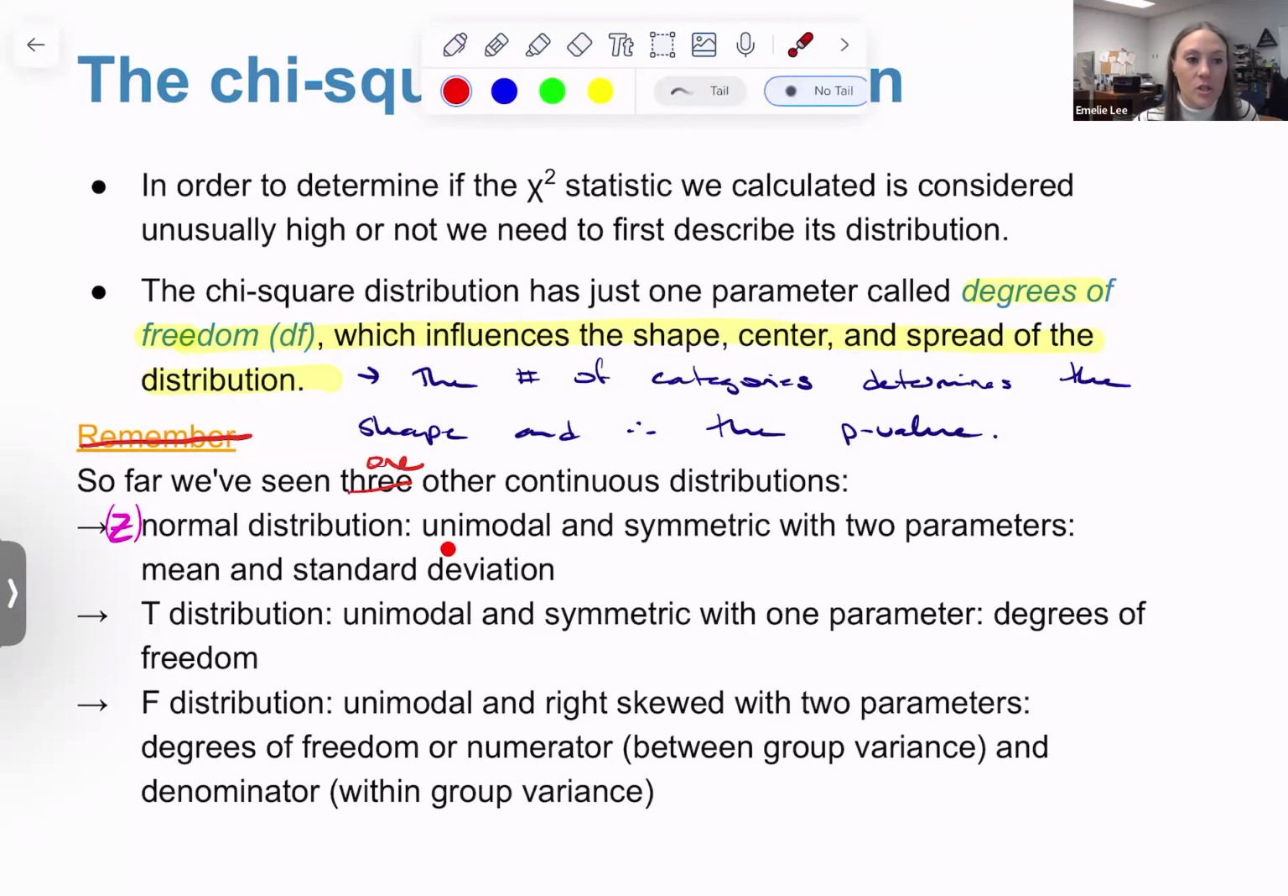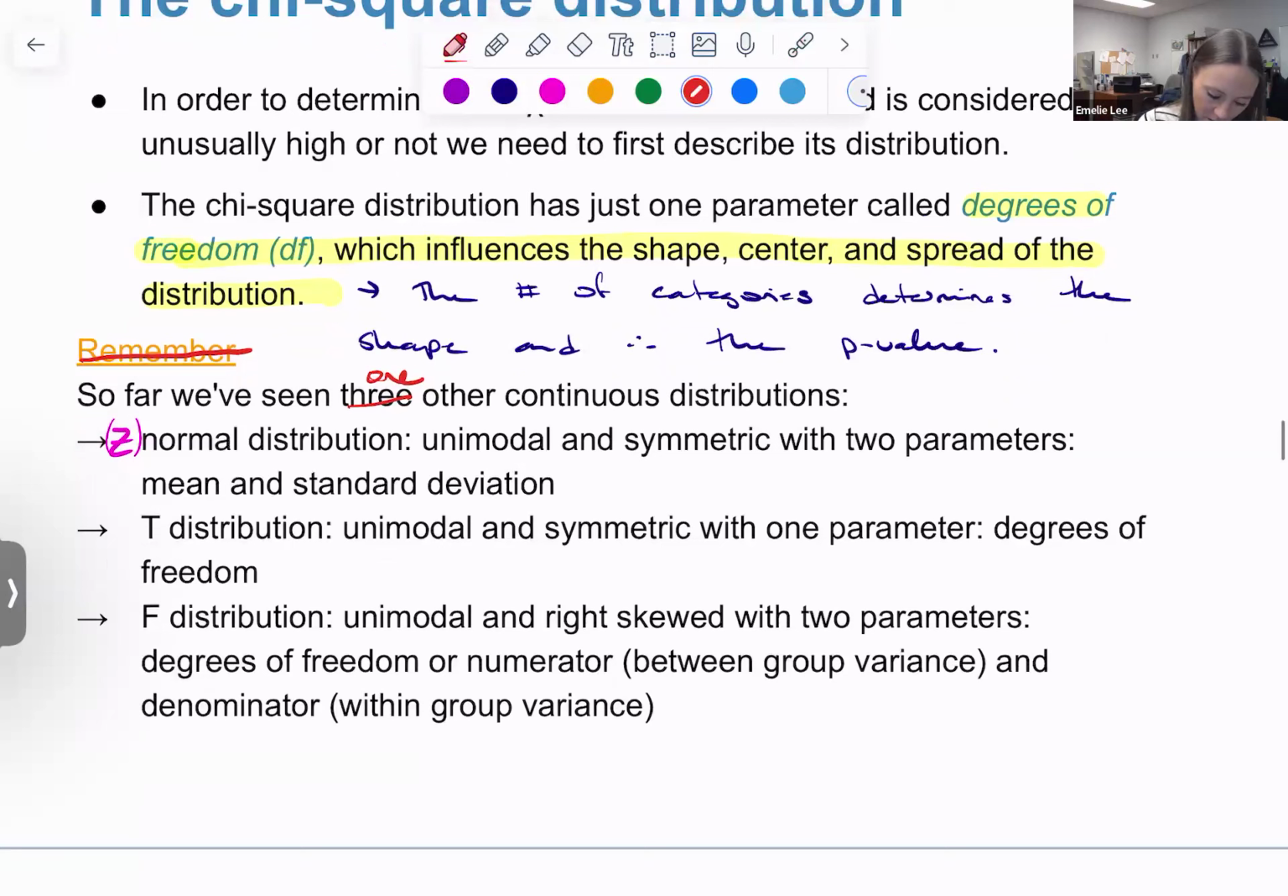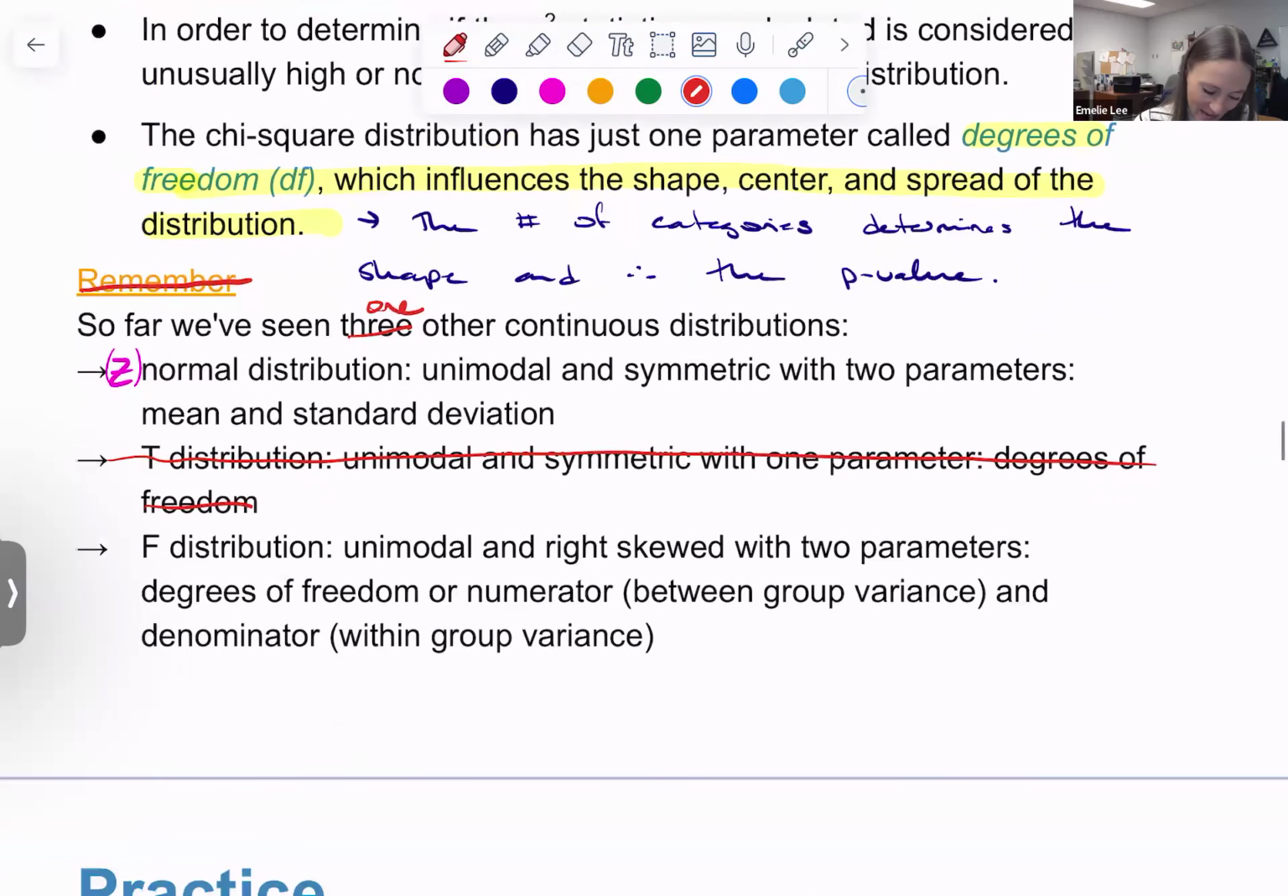That's the normal distribution, which is unimodal and symmetric with two parameters, right? We need to know the mean and the standard deviation in order to know the shape, center, and spread, and that's always going to be the things that we need. We haven't seen the T distribution, but we will next week. And the F distribution, I don't think we'll have time to see it until the very end of the course. But we will see. So Z is the normal distribution, and that's where we're comfortable so far.